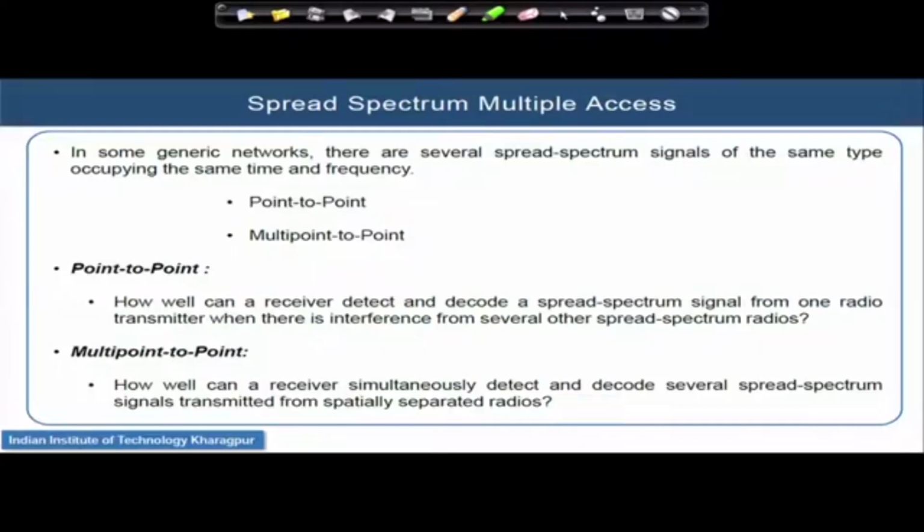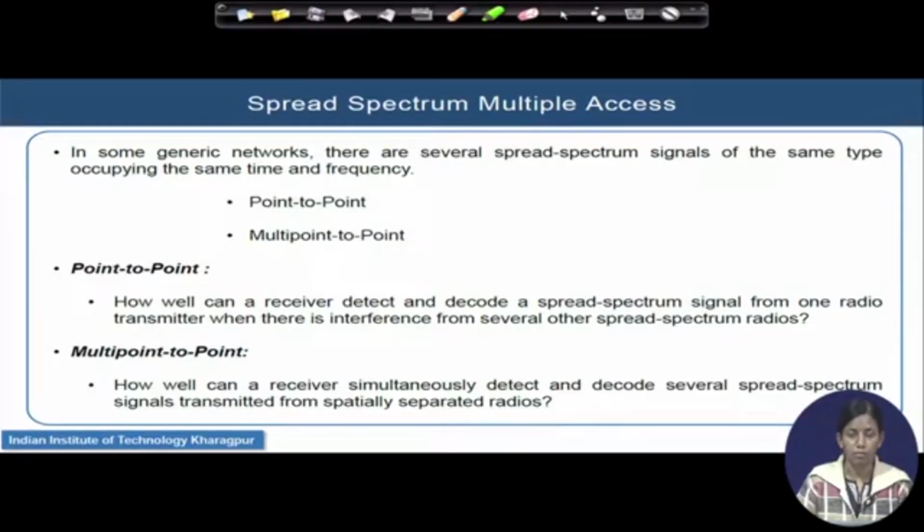in a spread spectrum supported system, for example a code division multiple access based system, we will have multiple users in a network who simultaneously try to access and send their data to the intended users, and that is the general nature of any wireless communication network.